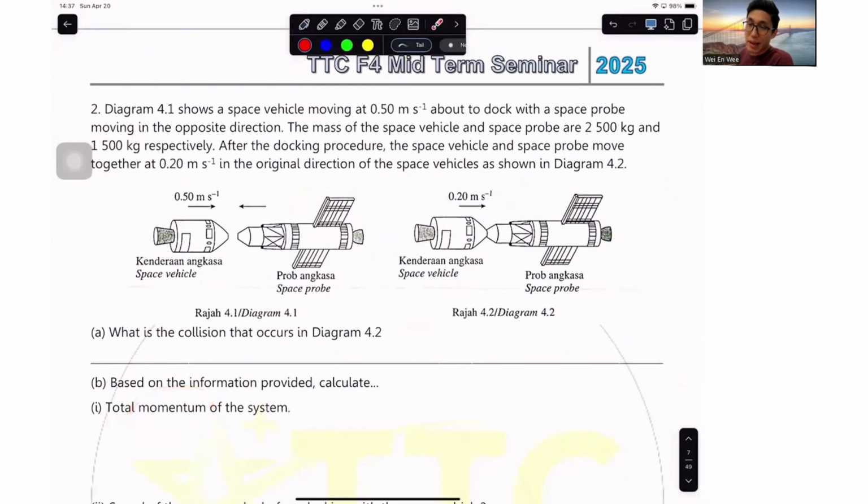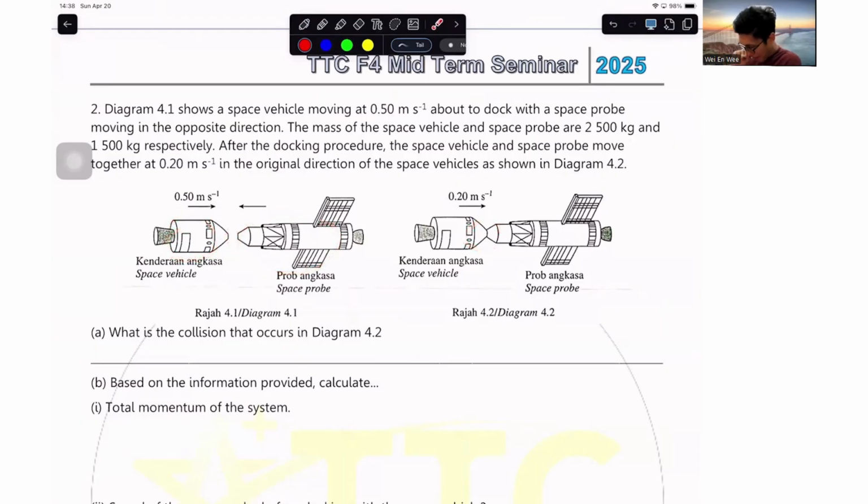So we have a space vehicle here drawn for you. A space vehicle moving at 0.5 meter per second, about to dock with the space probe moving in the opposite direction. You know what dock is? Dock basically means parking. Like, dock the ship means you park the ship, like parking the car. So he wants to park on top of this thing, connect together.